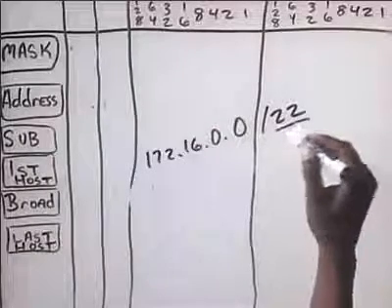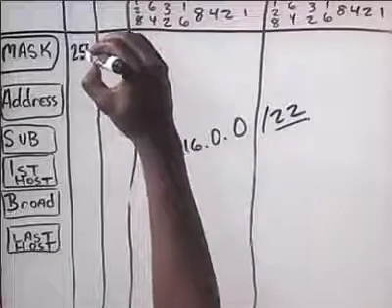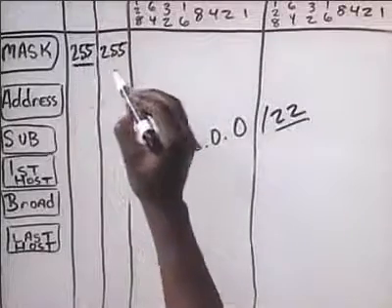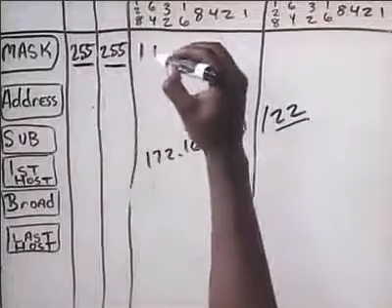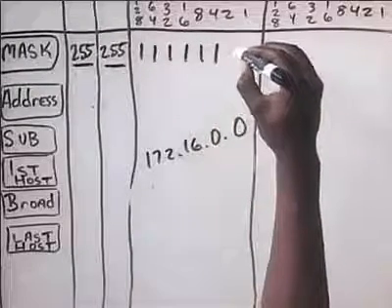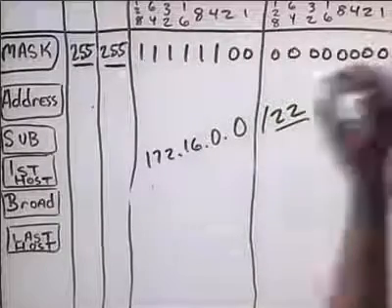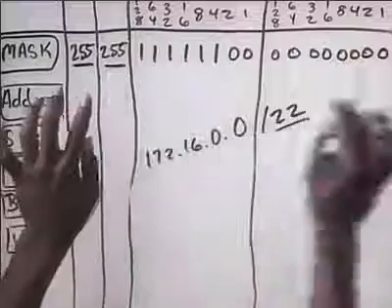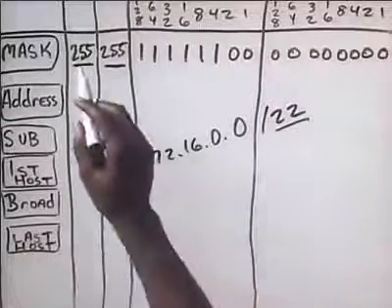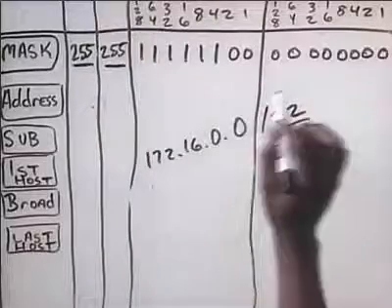So let's write the 22-bit mask. We've got 8 bits here in the first octet, 8 bits in the second octet. So that's 16, 17, 18, 19, 20, 21, 22. And so the rest of these will be zeros. And that's our 22-bit subnet mask. That's actually the number 255.255.252.0.